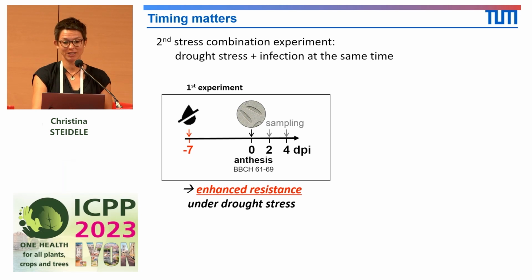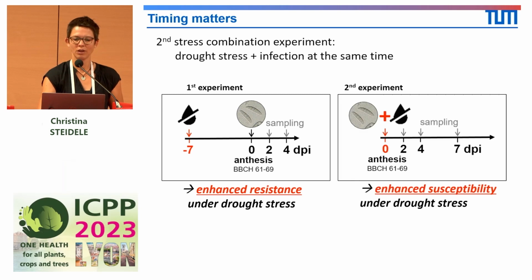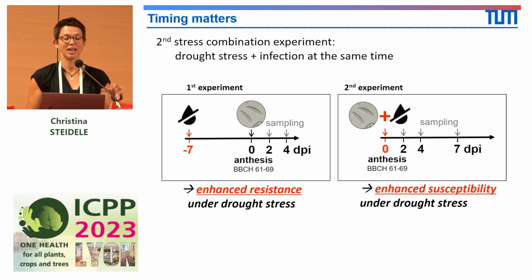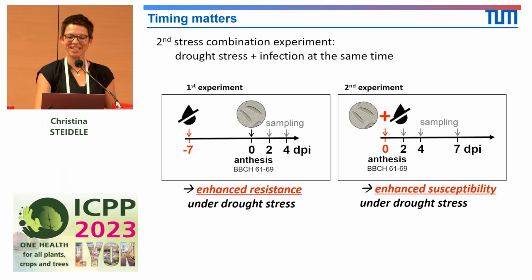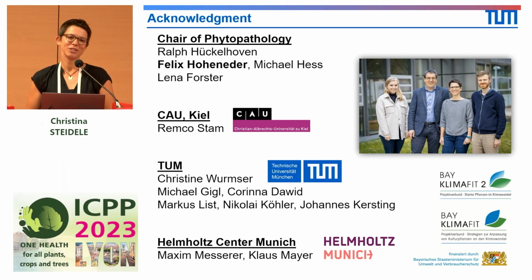We have performed a second stress combination experiment where we applied drought stress and infection at the same time. You remember that in the first experiment I just presented, we got enhanced resistance when we applied the drought stress before. But if we now apply drought stress and infection at the same time, all of our tested genotypes show an enhanced susceptibility. So there needs to be work done. This experiment is currently in the freezer, and most of the RNA is extracted and soon to be sequenced and analyzed. And this already brings me to the end of my talk.